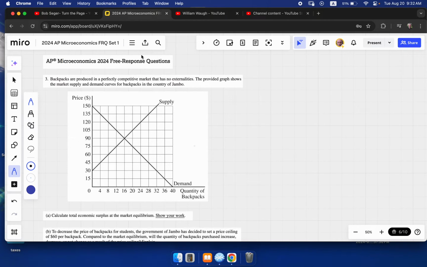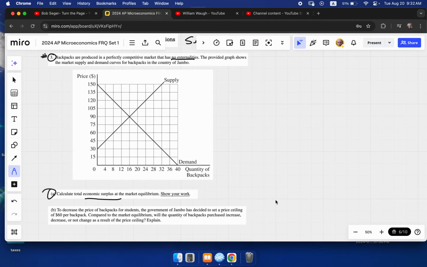This is AP Micro 2024. This is set two, and we are doing number three, last one, thank goodness. Backpacks are produced in a perfectly competitive market that has no externalities. The provided graph shows supply and demand curves. Calculate the total economic surplus at the market equilibrium.